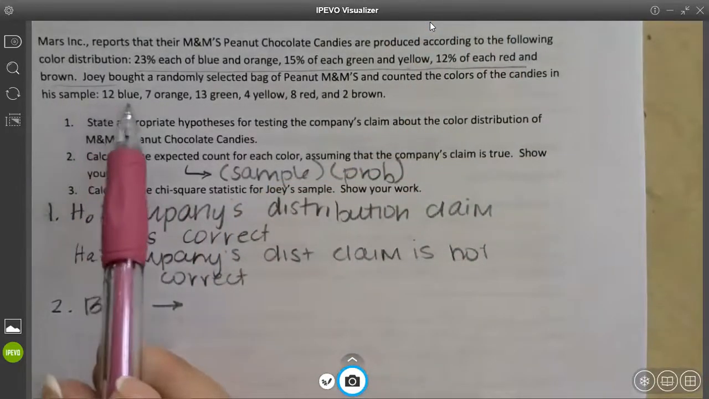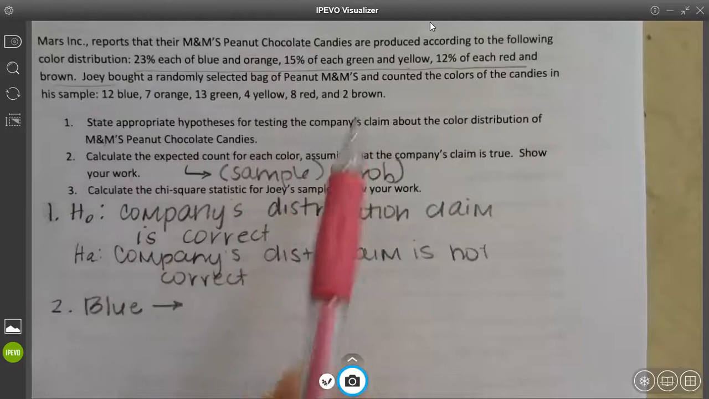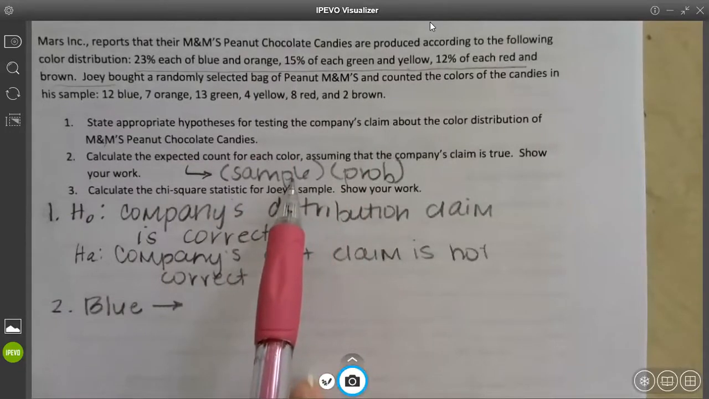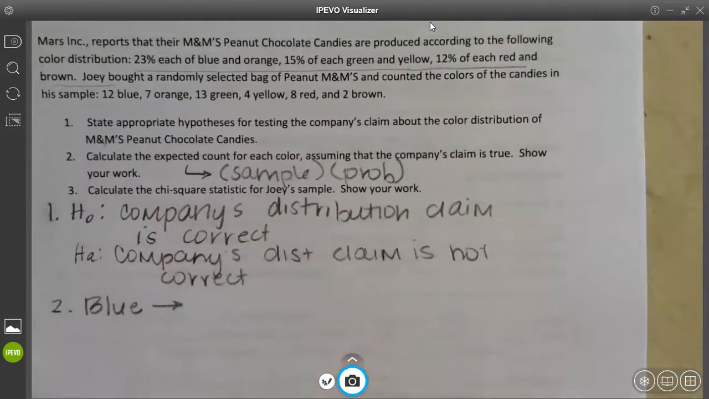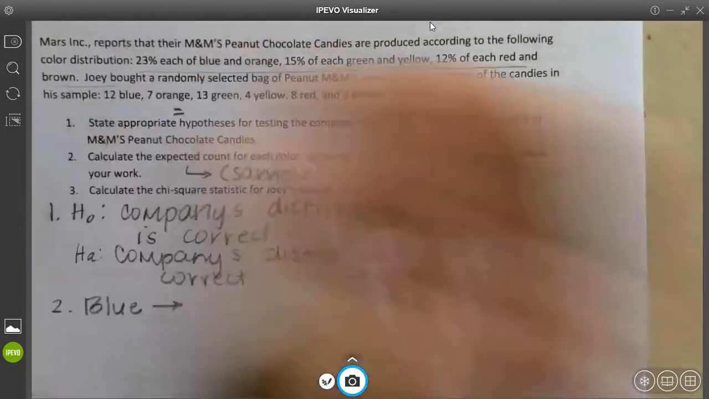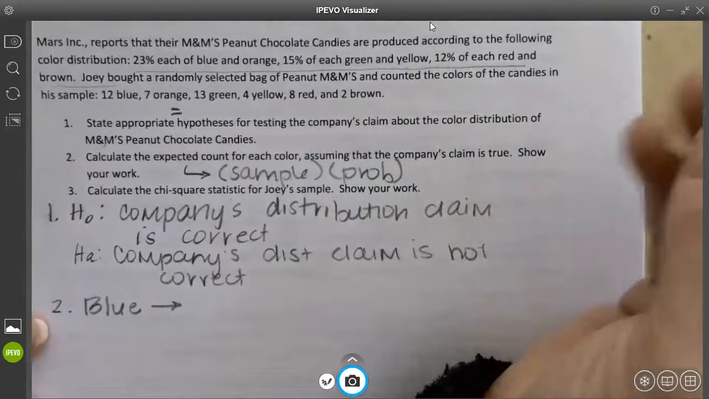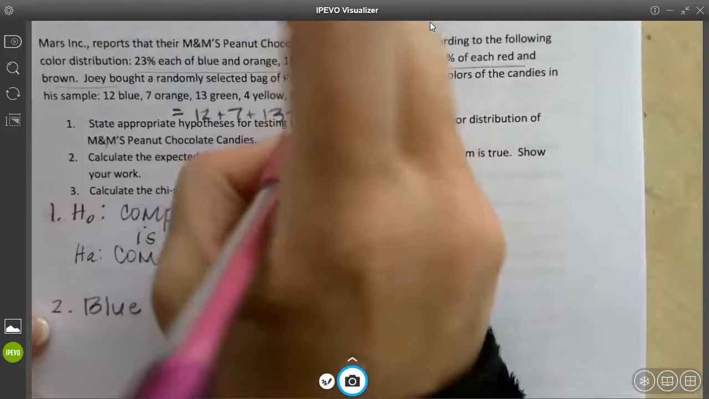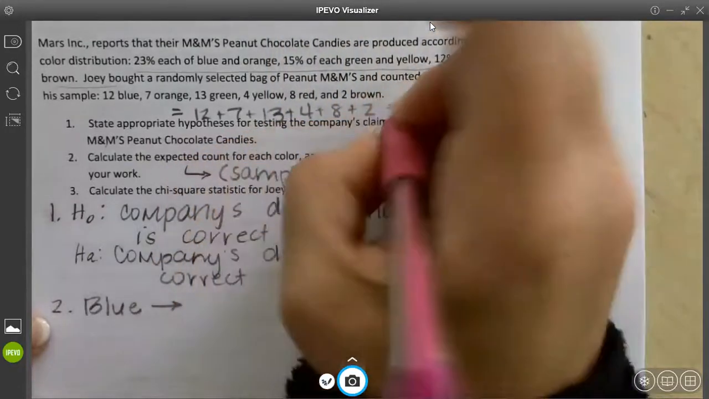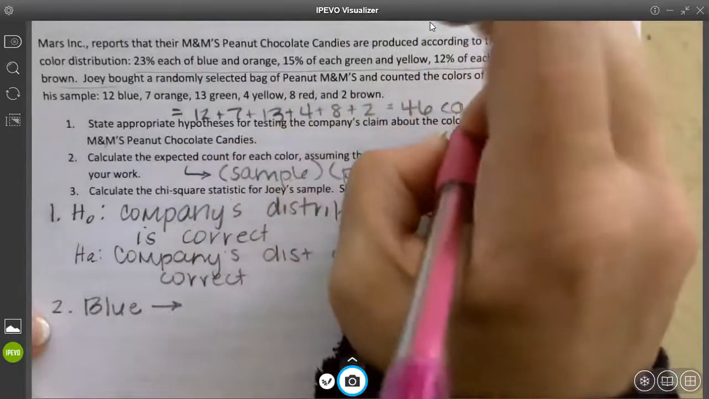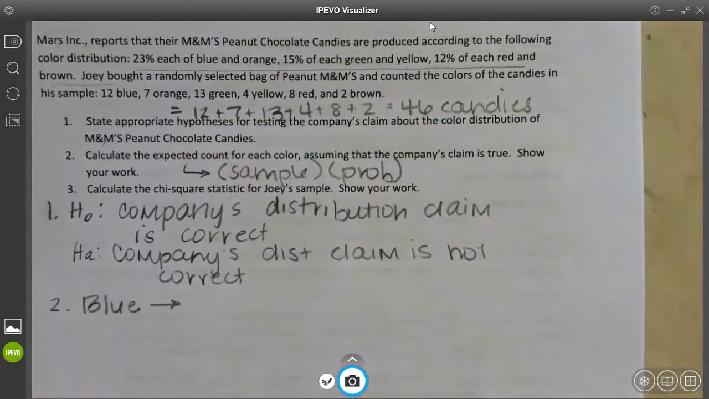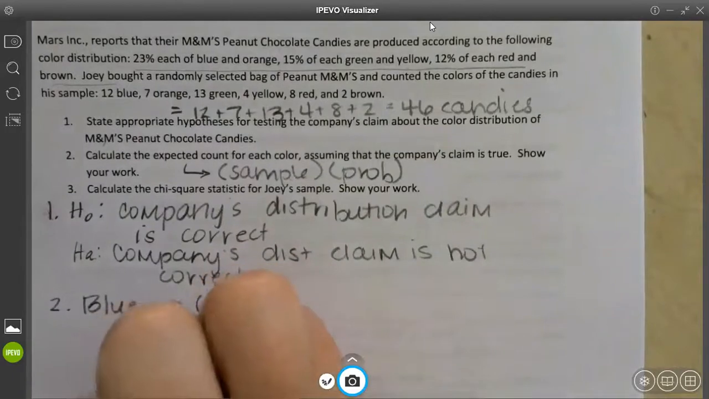Here's his sample. What do we have to do to figure out this number? Yeah, add them all up. So 12 plus 7 plus 13 plus 4 plus 8 plus 2 gives you a total of 46 candies. So for each one, your sample size is going to be 46.